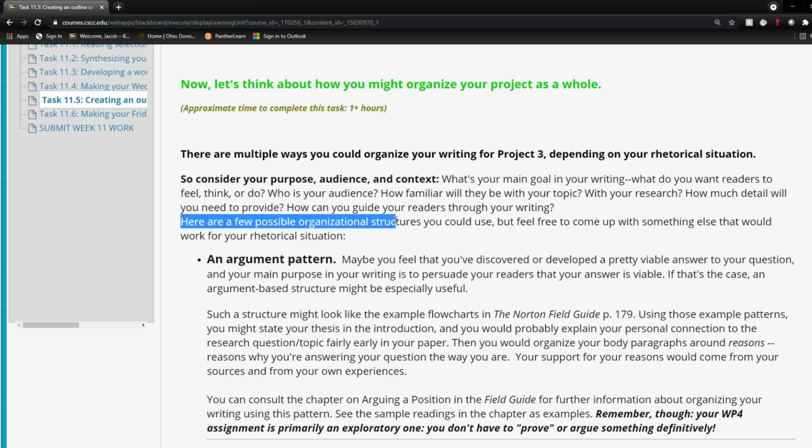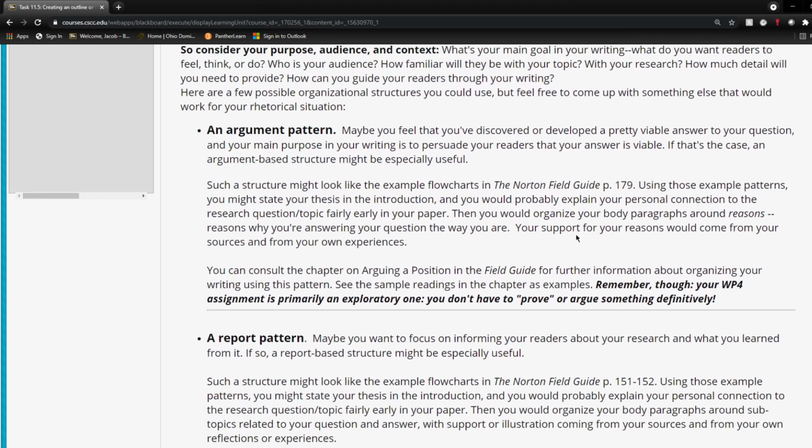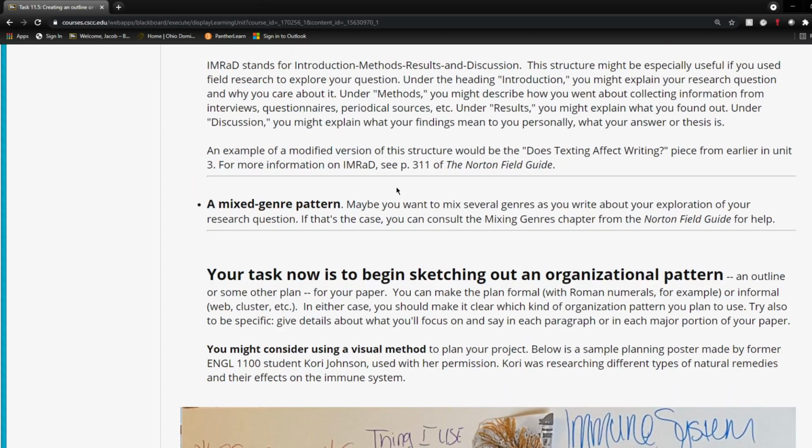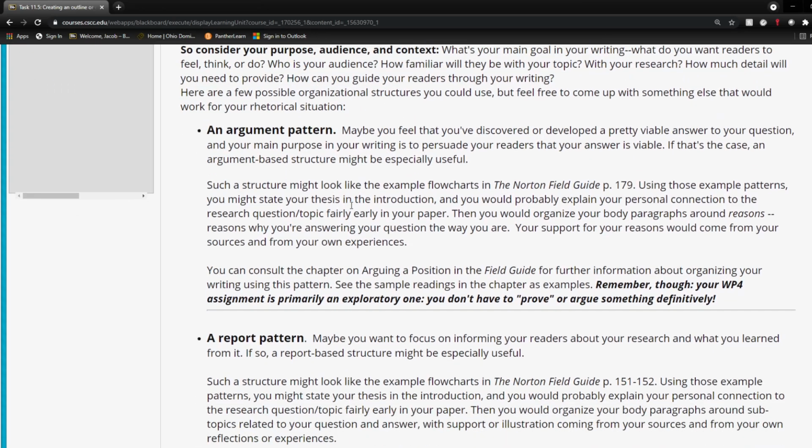Below are a few possible organizational structures you could use, but you're also welcome to come up with something else that you feel works for your situation. So the first one here is an argument pattern, and there's a lot of information here. I'm not going to take the time to read all of this to you. If you have any specific questions, feel free to contact me. I would be happy to help.